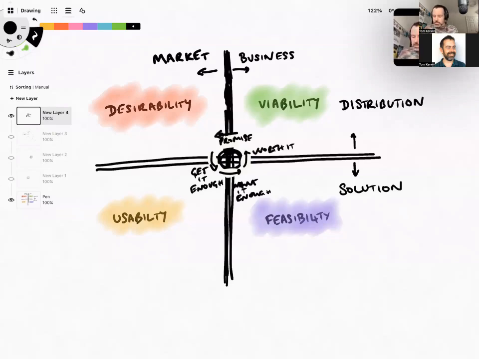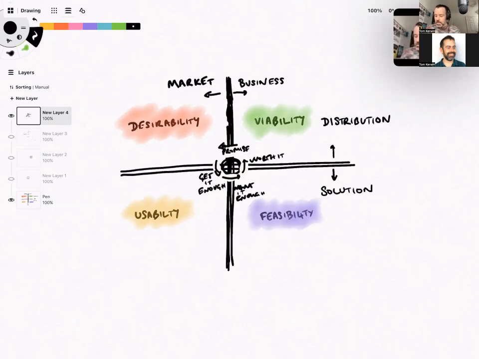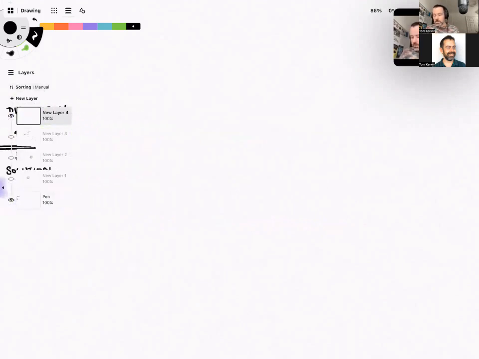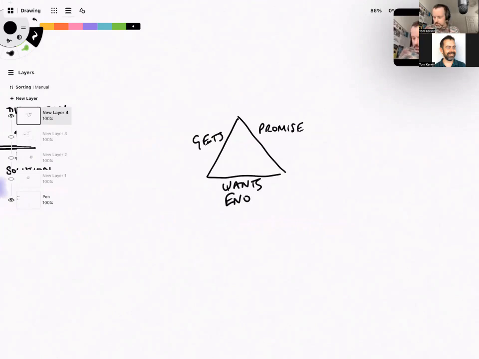So making this promise is something that our customers get and want enough that they'll pay us enough money that it's worth it for us to keep investing in this. That's where your product starts. And so that gives us a place to begin. That's the kernel of the snowflake that we're going to build. We're making a promise that the market gets and wants enough.